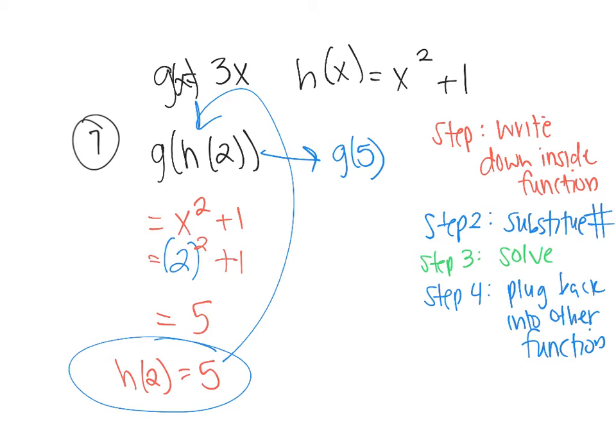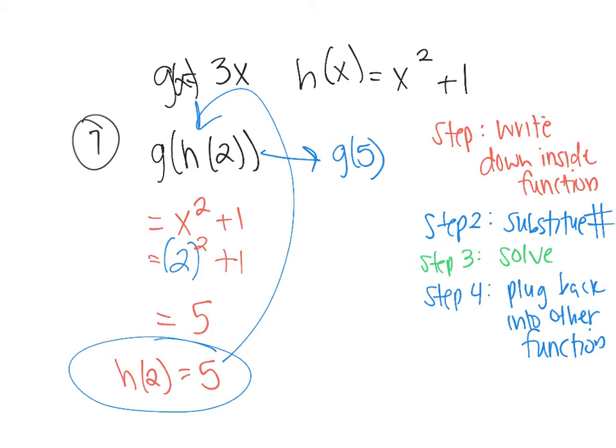Do we see that? How this became g of 5? Raise your hand if you don't. If you're confused, let me know. This g of h of 2 now became g of 5. How? Because I solved and got h of 2 equals 5. So this h of 2 is the same thing as this h of 2. So now h of 2 equals 5, so now I plugged 5 in here.